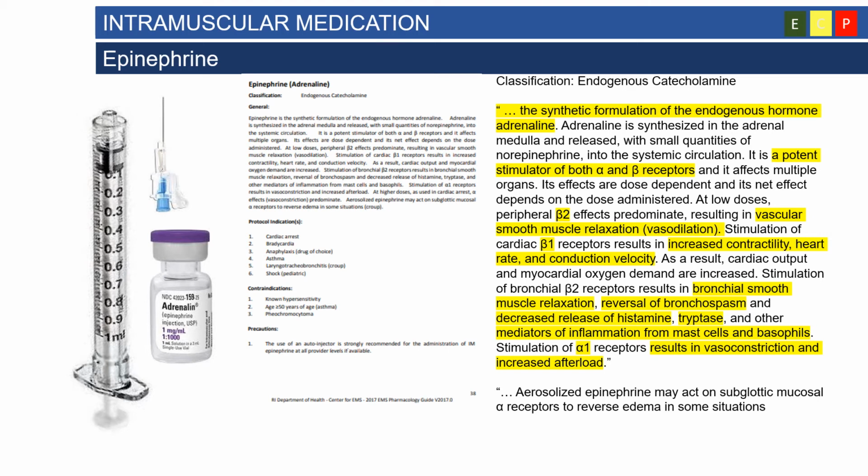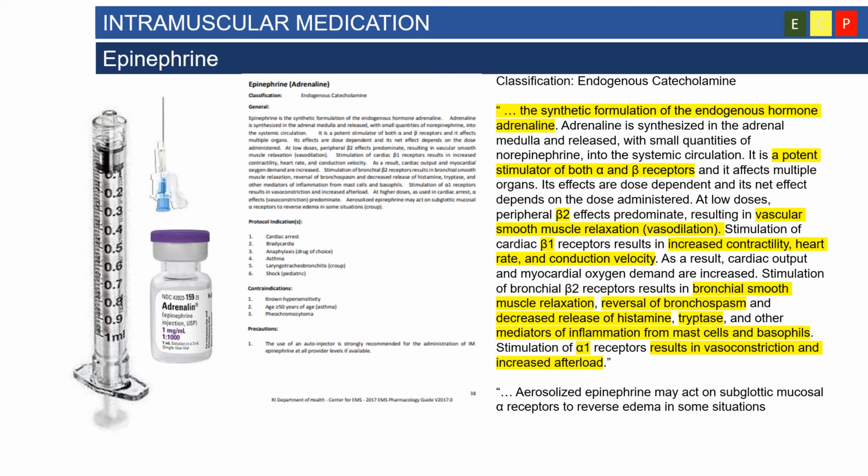Epinephrine is the synthetic formulation of the endogenous hormone, or naturally occurring hormone, adrenaline. It is a potent stimulator of both alpha and beta receptors. And as we talked about earlier, alpha 1 results in vasoconstriction and increased afterload. So somebody experiencing an anaphylactic reaction, that's what you want. You want vasoconstriction because their blood pressure is probably very low.